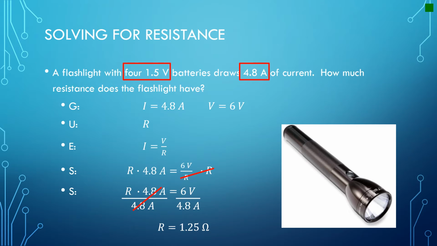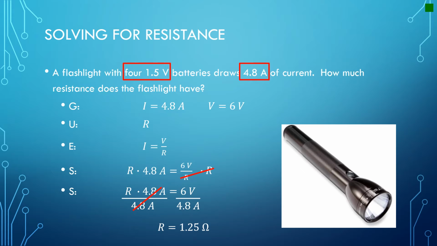Our final and trickiest problem is if we're going to solve for resistance. In our example, a flashlight with four 1.5 volt batteries draws 4.8 amps of current. How much resistance does the flashlight have? First, we have four 1.5 volt batteries, and we have 4.8 amps of current. So let's write that down as our given information.